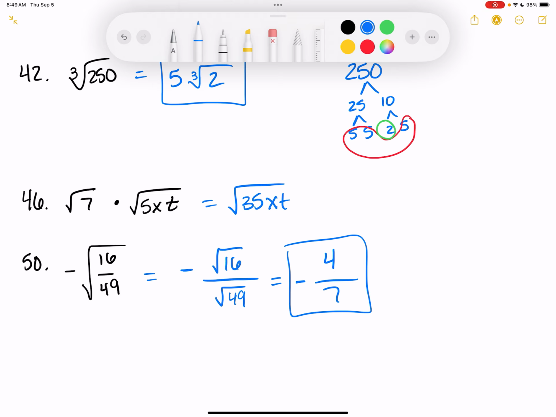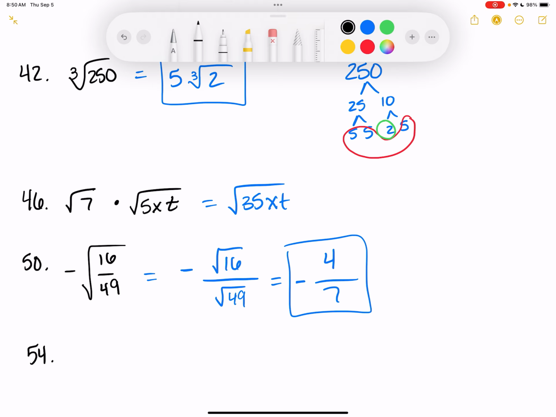Now, if they're not perfect roots, then obviously there could be a problem, because we can't leave a radical on the bottom. But let's look at another one.